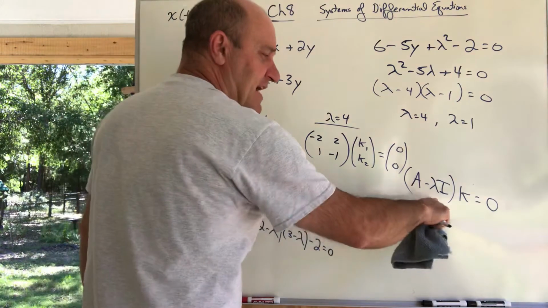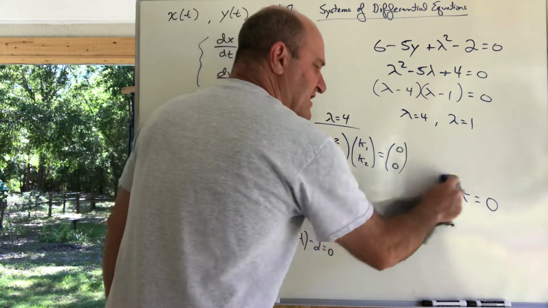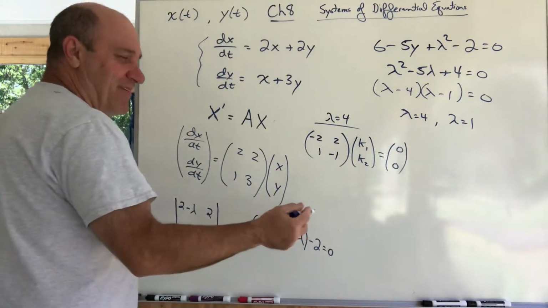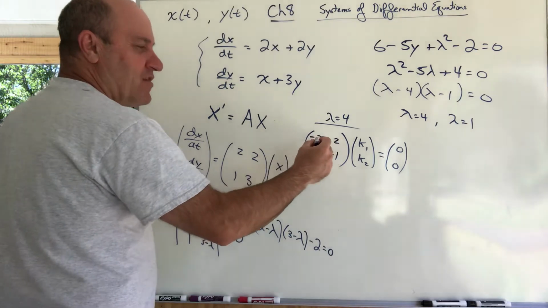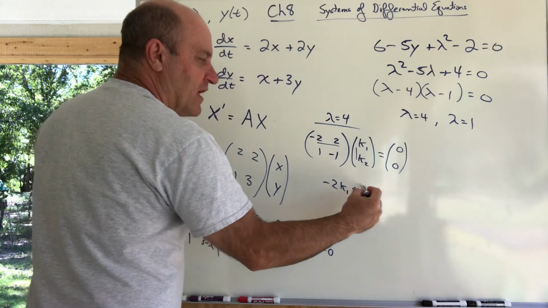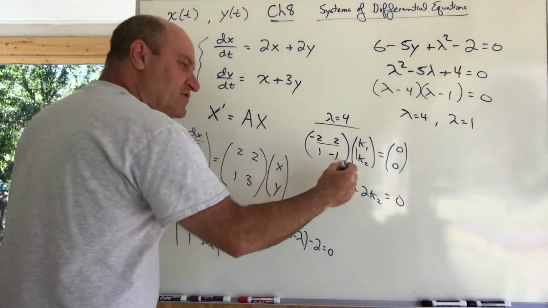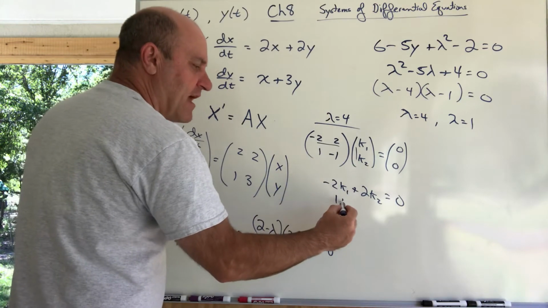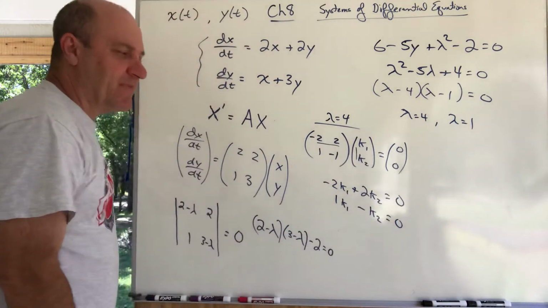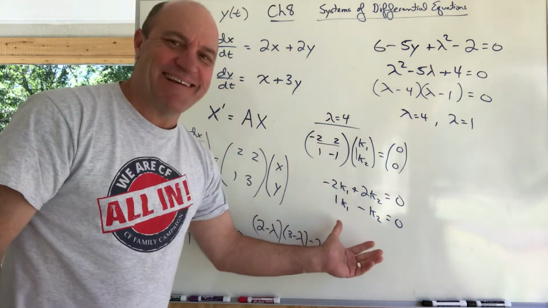So that was a key idea. The A minus lambda I times the K was my next step here. And now, do you remember how to multiply matrices? You multiply this row by this column. Negative 2 k1 plus 2 k2 equals that 0. You multiply this row by that column. 1 k1 minus k2 also equals that 0. And you have a system of two equations, two unknowns, to try to find k1 and k2.